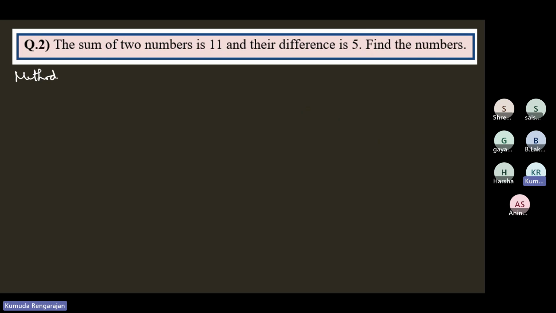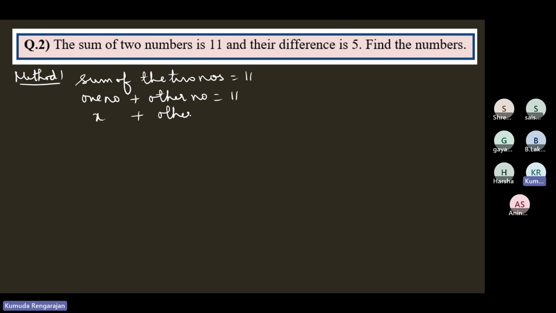So method 1, it's given that the sum of the two numbers is equal to 11. That means one number plus other number is equal to 11. So let one number be X. Then the other number in terms of X will be 11 minus X. Don't you remember this?